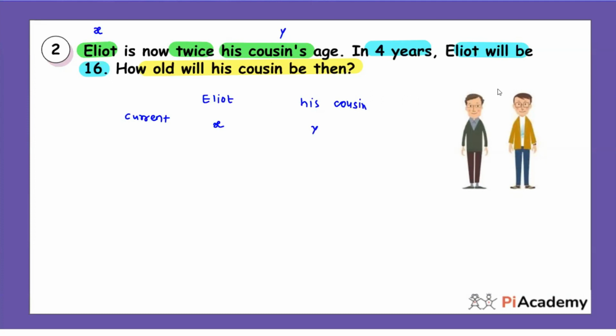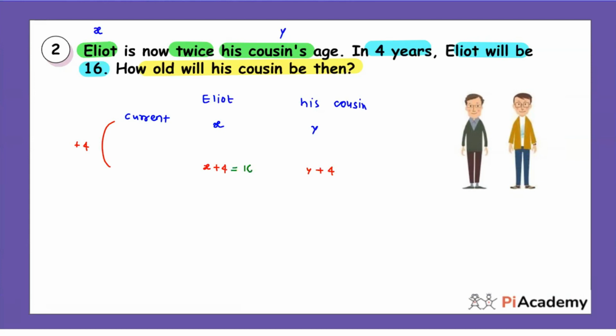Now the next thing they are talking about is in 4 years. In 4 years, it means what? After 4 years, right? So that is in the future. So after 4 years, you need to add 4 to each of them. So this is going to be X plus 4, and this is going to be Y plus 4. Fine. Now Elliot will be 16. So they told you this one, right? Elliot will be 16. Okay.